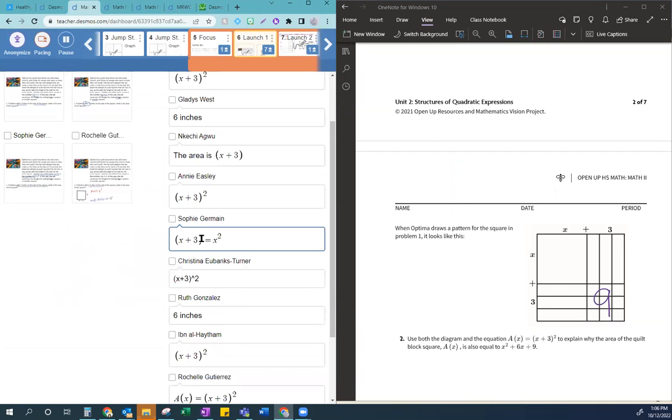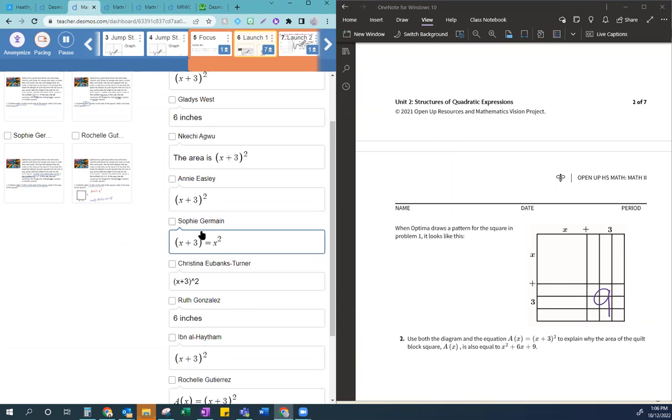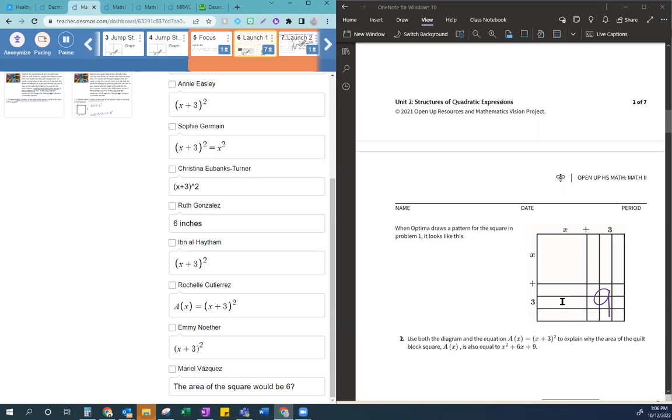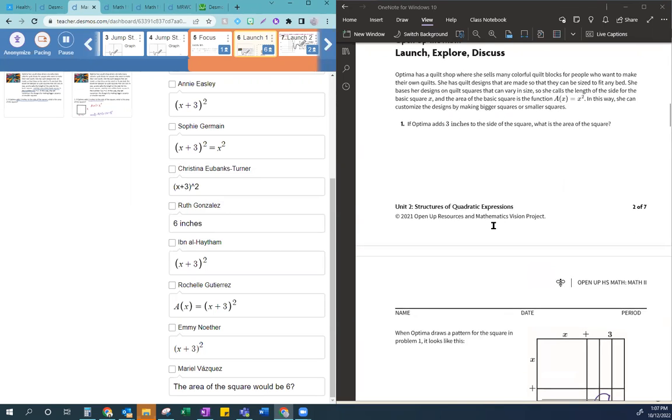So we have x plus 3, and you want to put the squared right here. Whoever Sophie Germain is, you need to put it there. This looks good. Whoever Christina Eubanks Turner is, can you try pushing the math button? This looks good. 6 is not the right answer, not at all. I understand what you're talking about in terms of 6. There are 6 things here, but this right here represents something different, because this is 9 square units. So my answer here is going to be x plus 3 quantity squared.